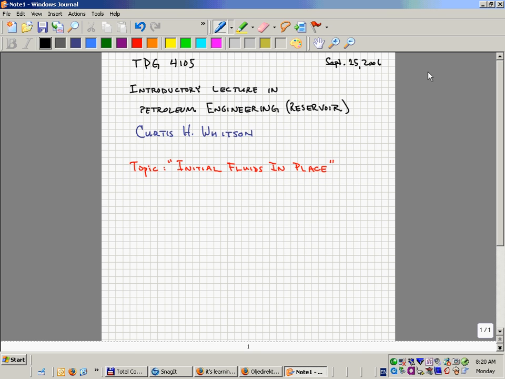That's production engineering. Reservoir engineering, which is what we're going to start talking about this morning, is the field that looks at the physics of flow within the reservoir rock. Okay? So basically it's everything happening within the rock itself.